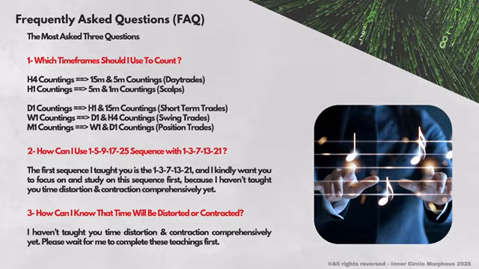Second question, how can I use the 159-17-25 sequence with 137-13-21? The first sequence I taught you is 137-13-21, and please stick to this for now, because I've been teaching you the time expansion, not contraction or distortion.